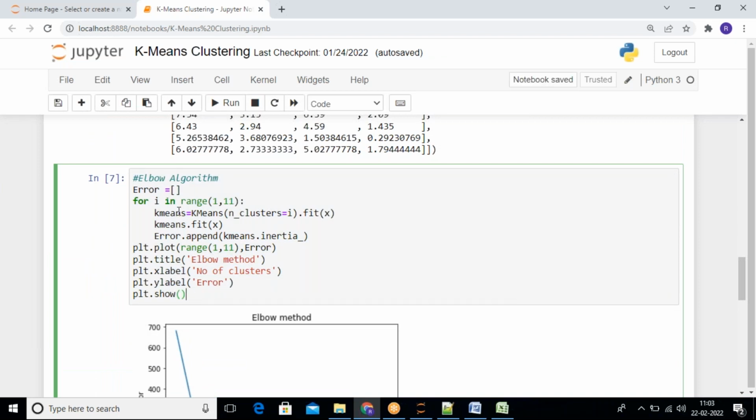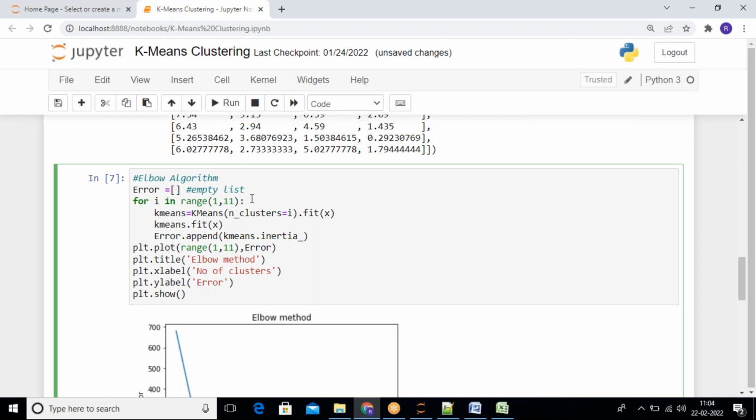See, in the elbow algorithm, I have taken an error variable, an empty list. Okay, I have taken one loop. Suppose a loop from 1 till 11. You will ask, sir, why 1 till 11?